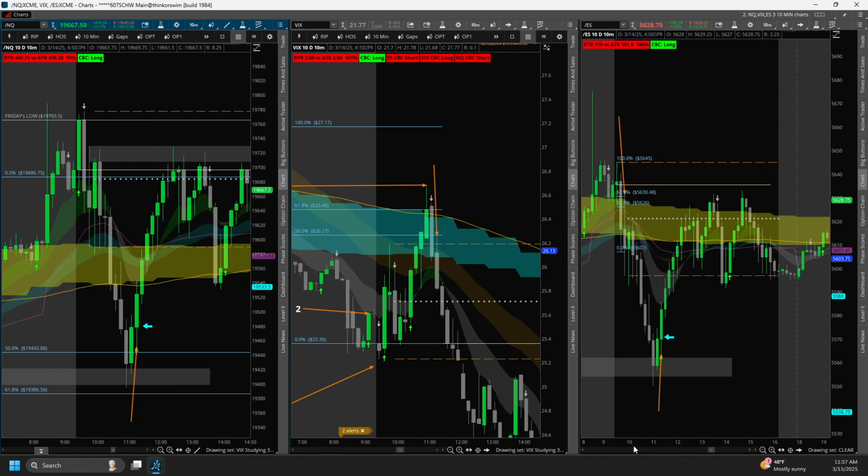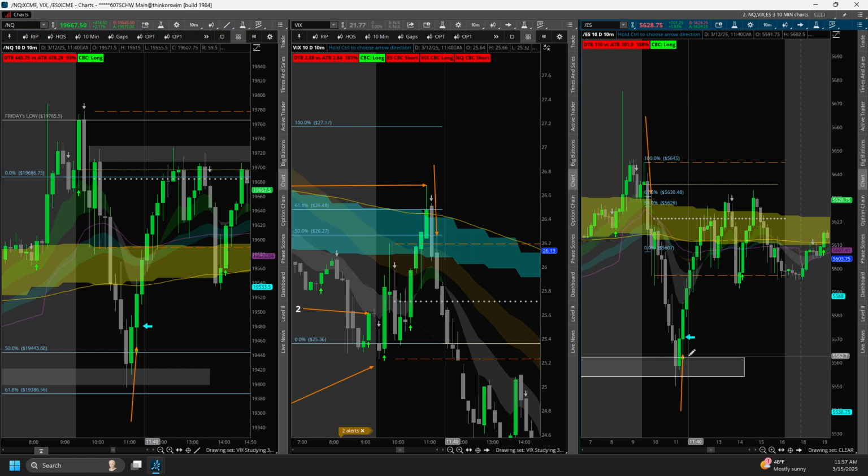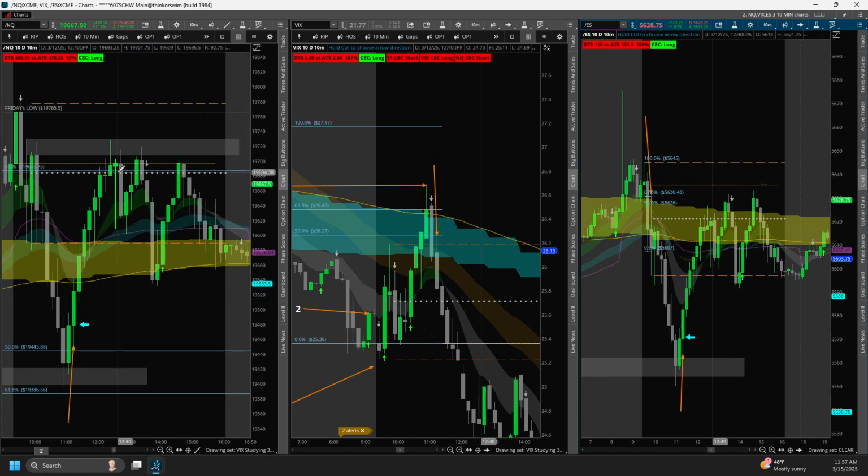The structure is all pointing towards, hey, we're going to reverse, right? This is all it's got. Now we're going to have profit taking that turns into kind of a reversal midday trend.